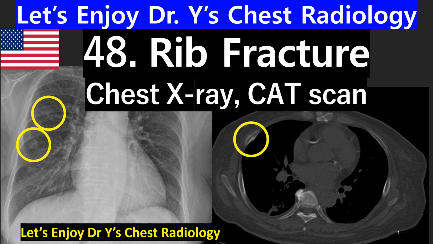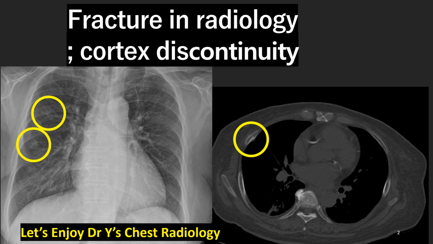Today we're gonna talk about rib fracture, chest X-ray, and CAT scan findings. Lesson 48. Let's go. With what evidence do we, the radiologists, say the fracture? That is simple. Cortex, bone cortex discontinuity. If we find the discontinuity of the cortex of the bone, that is fracture.